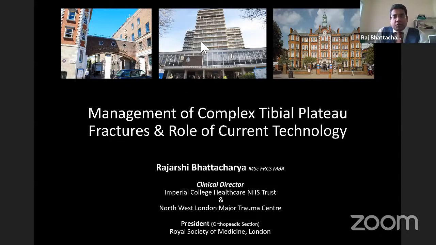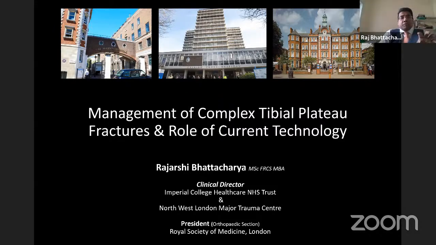The middle building is our Charing Cross Hospital, where we do all the trauma work, elective work. And on the right, we have the Hammersmith Hospital. So these are the 3 hospitals that I work in. My complex tibial plateau fractures all come to St. Mary's Hospital. And Dr. Thonse has already covered the majority of the basic principles and concept of it. So I'm just going to go through a few slides where I'll highlight the things I feel are important and that allow me to treat these fractures properly.